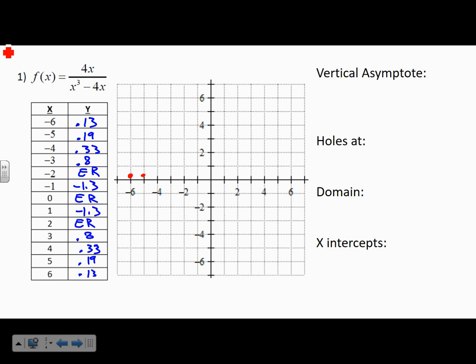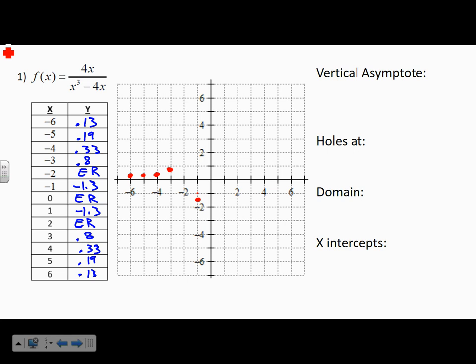-5 goes about the same height, maybe a little bit higher. -4 goes to 0.3, and all these are just estimations, but you can see where it's going. Then -3 is closer to 1 at 0.8. And then there's an error. When there's an error, just leave that blank for -2. So -1 is -1.3, so -1.3 is down here.